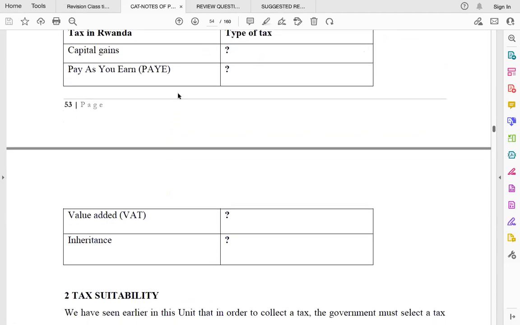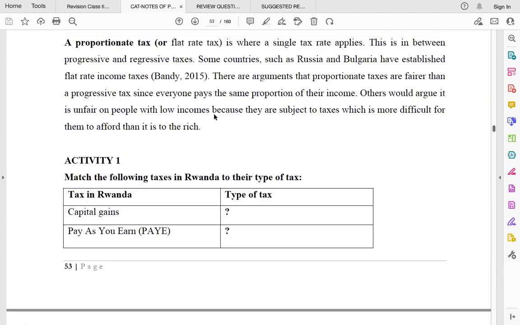Are you still here? Yes. Capital gain, which type of tax?